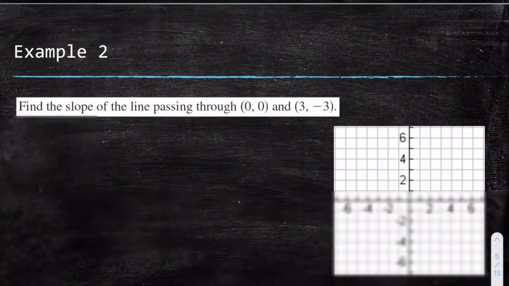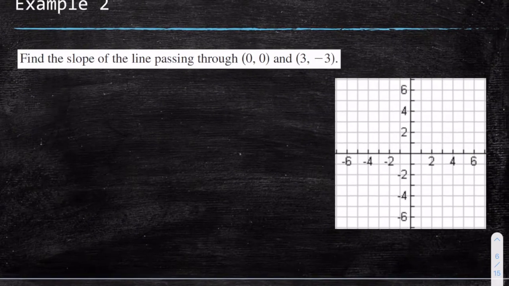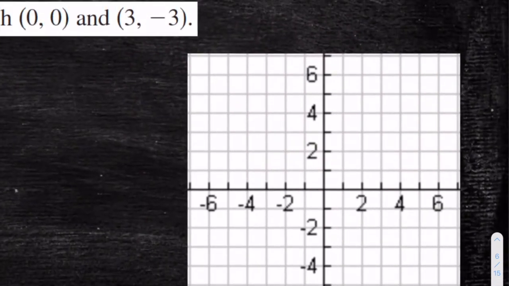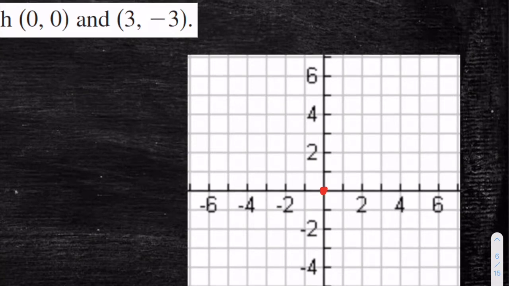Okay, here's example 2. Find the slope of the line passing through (0, 0) and (3, -3). Well, let's go ahead and graph and see what that looks like. We're talking about from here, and we're going to the right 3 and down 3: 1, 2, 3. And we have that right there. So our line that we're trying to find the slope of looks like this.